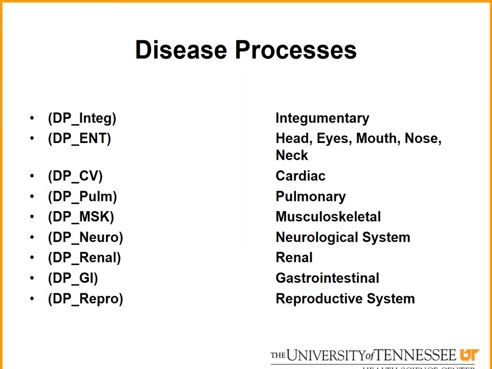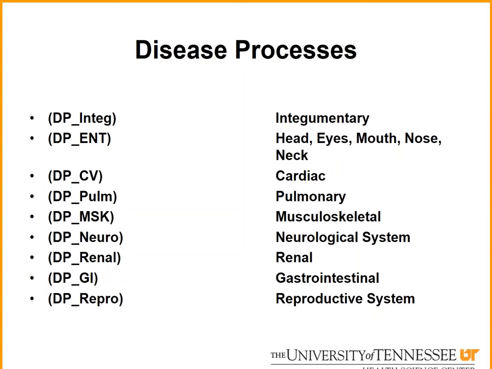So we did DP integumentary, and we actually abbreviated. So the faculty, when they put in their categories, would type in DP underscore INTEG for integument. For ear, nose, mouth, neck, we use ENT. For cardiac, we simply use CV. Pulmonary, PULM. Musculoskeletal was MSK. Neuro, NEURO. Renal, we spelled out. Gastrointestinal was GI. Reproductive health was REPRO.